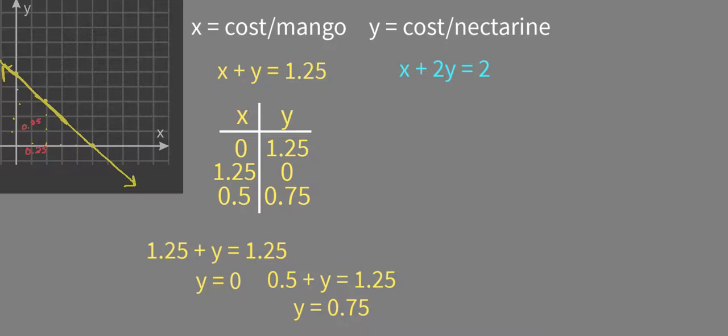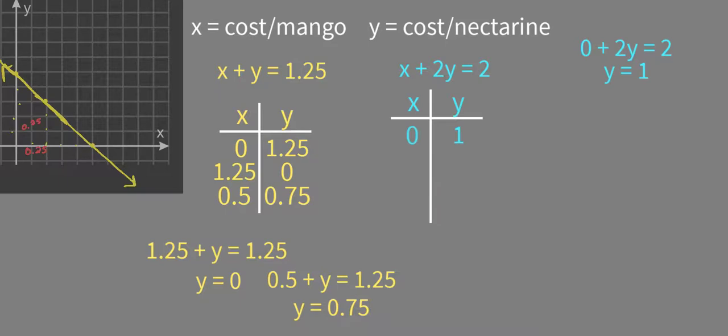And now we'll do the same thing with x plus 2y equals 2. Again, that's the cost of one mango plus 2 times the cost of each nectarine equals $2. If x equals 0, we have 2y equals 2. Divide both sides by 2, we have y equals 1.